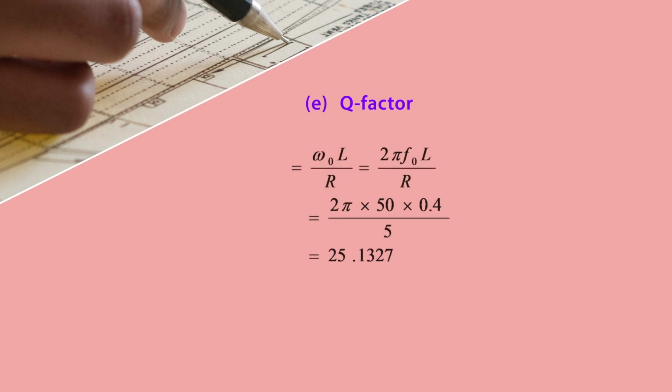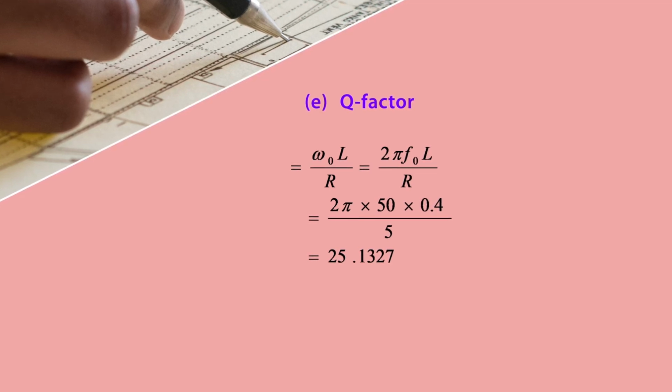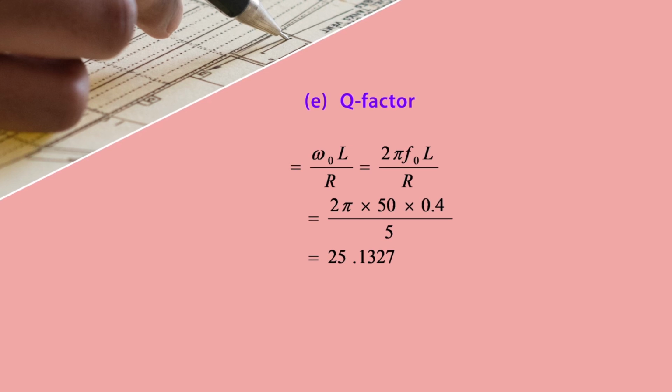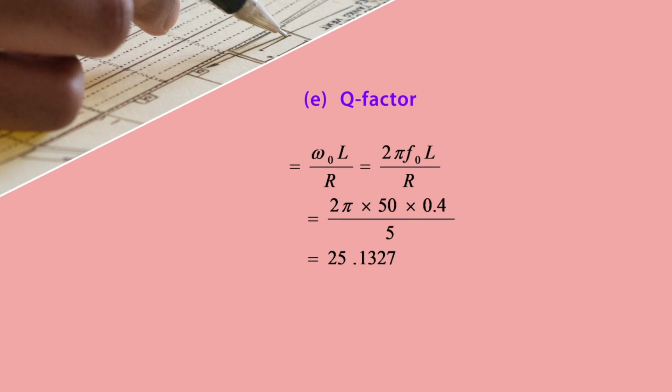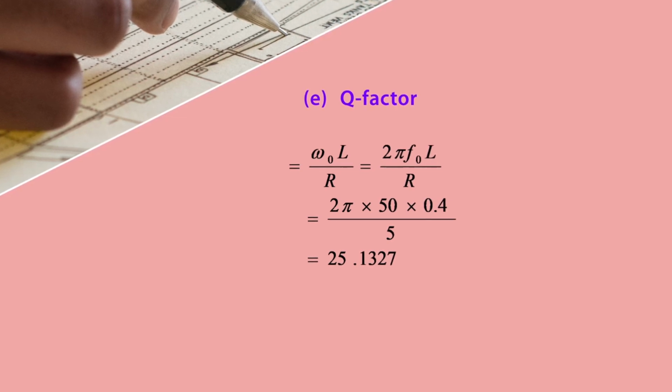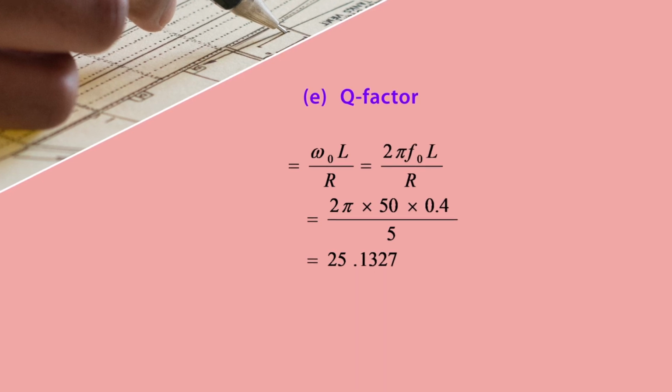Now another parameter that you have to calculate is the Q factor. As you know, the formula of Q factor can be written as omega naught L upon R, and omega naught can be written as 2 pi f naught, because omega naught is the angular frequency at resonance condition. So omega naught can be written as 2 pi f naught, where f naught is the resonant frequency in the series RLC circuit. So Q factor can be written as 2 pi f naught L upon R.